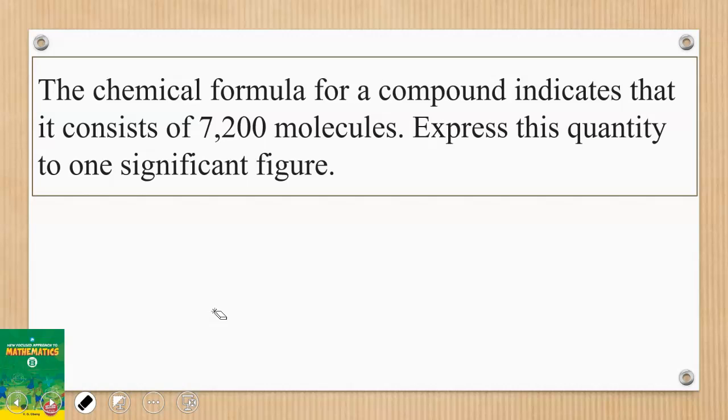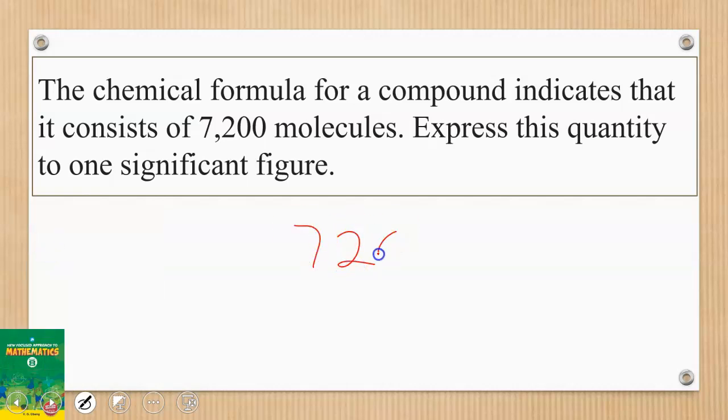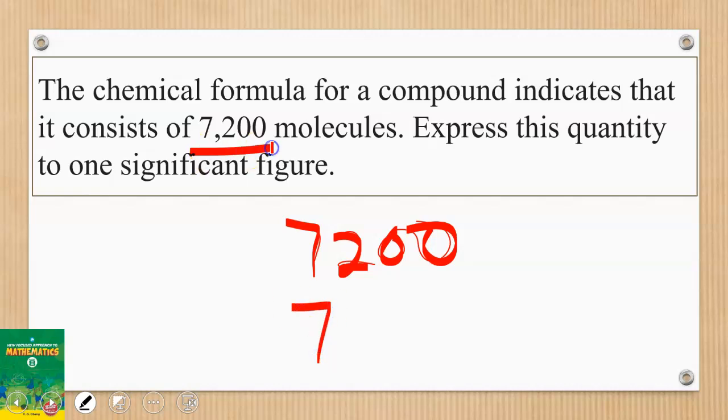Then let's see the last example. The chemical formula for a compound indicates that it consists of 7,200. Now the question is, express this to 1 significant figure. 1 significant figure, that means 7 is the only number, or the first number. Ideally, this has only 2 significant figures. So if I'm to leave it at one significant figure, I'm going to get 7. Because the 2 here cannot round up, I'll just replace them with 0, 0. So that becomes the answer.